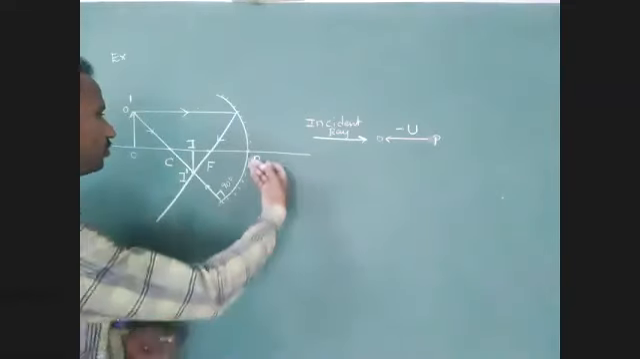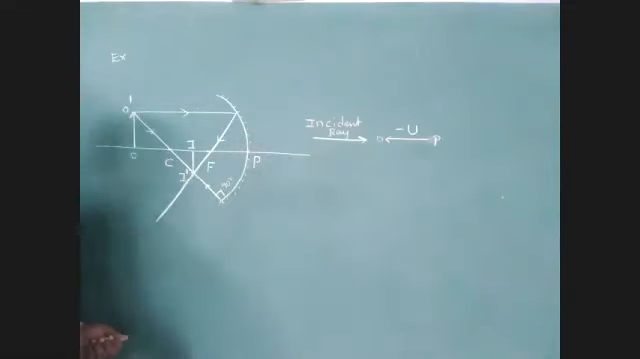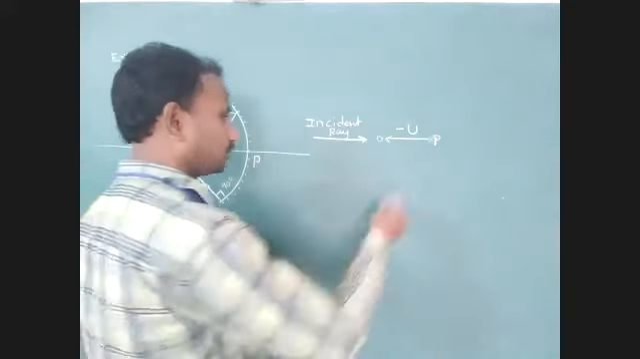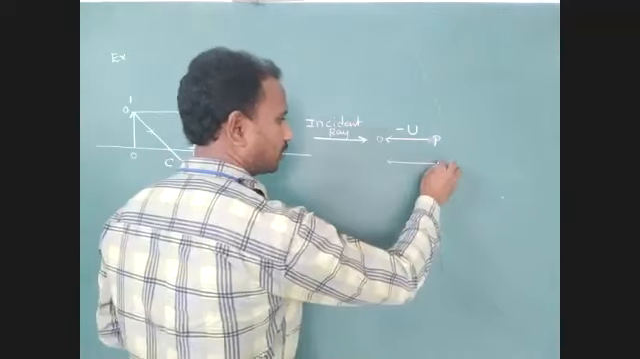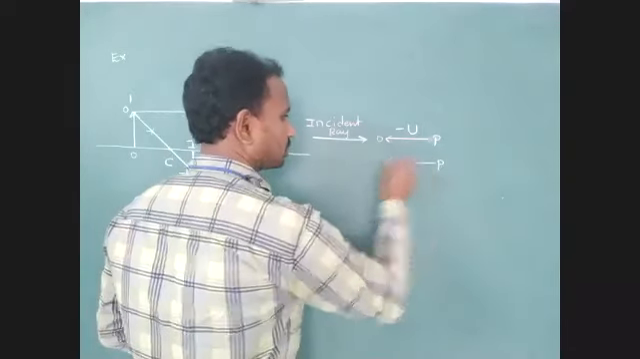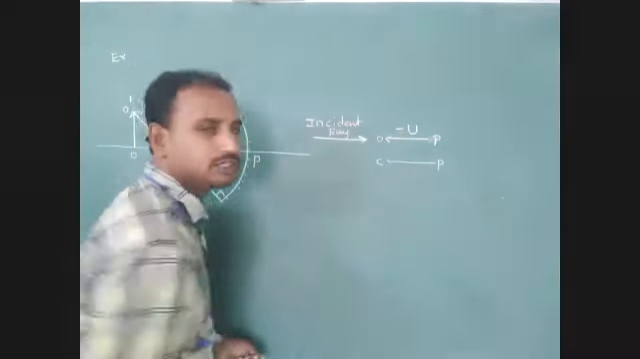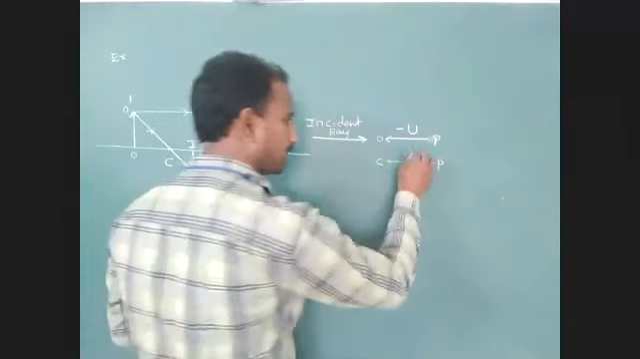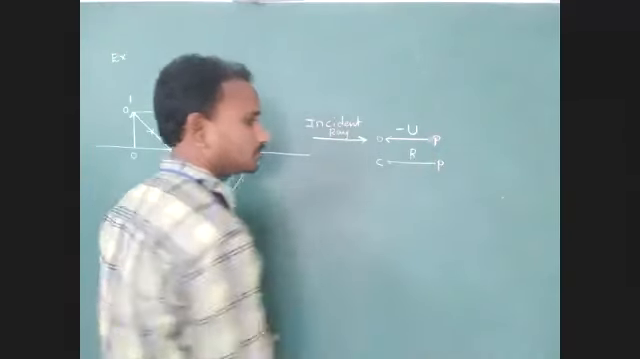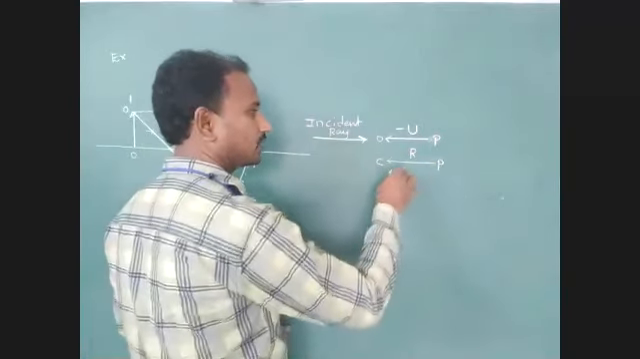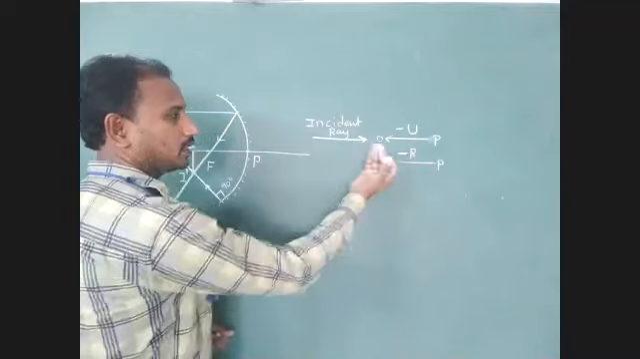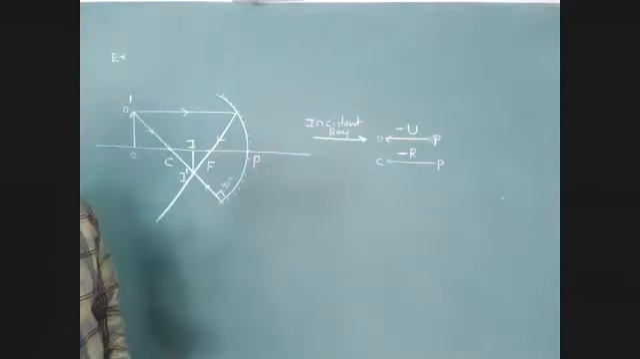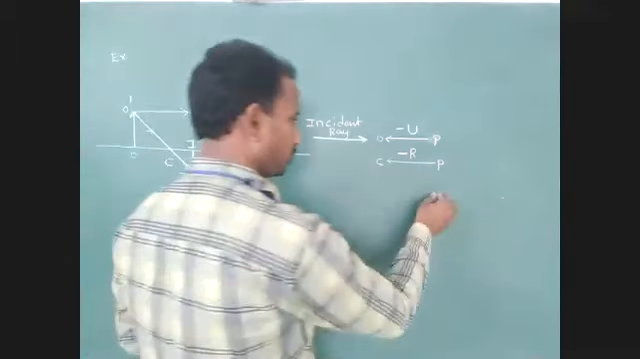Okay, next we have to find the radius of curvature. Radius of curvature we can calculate from the pole to the center of curvature. So here the radius of curvature is denoted by the letter R. What is the sign convention for radius of curvature? Minus. Here the radius of curvature direction is opposite to the incident ray direction. Understood, students?